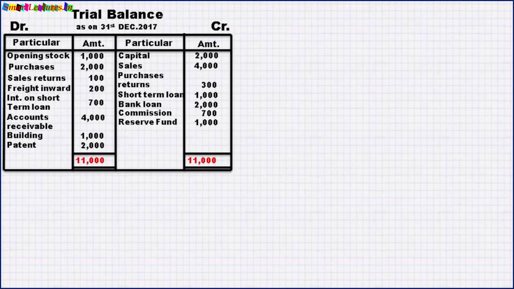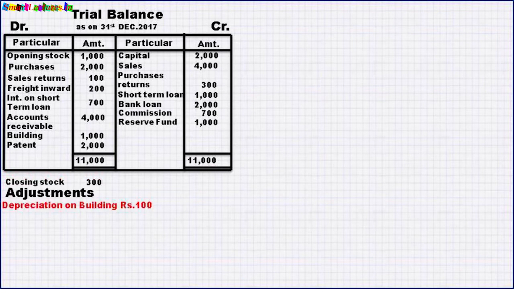below the trial balance. Closing stock 300, depreciation on building 100. Be careful, this closing stock is as on 31st December 2017, that is 300. So the next adjustment is depreciation on building 100, and manager's commission at 10% on profit before commission. It means we have to provide commission to the manager at the rate of 10% of the profit. Which profit? The profit before calculating this commission.